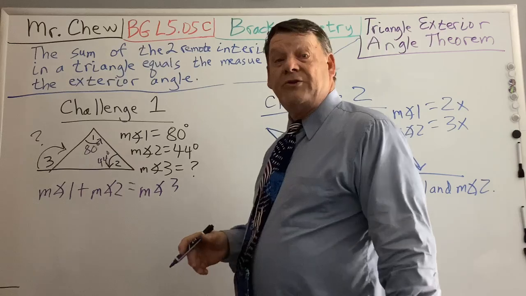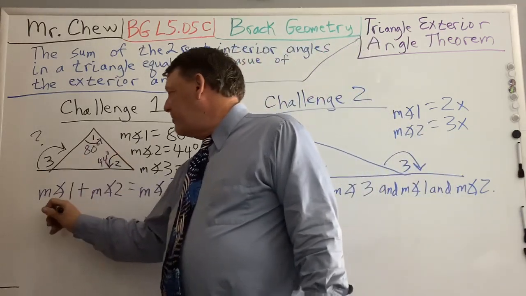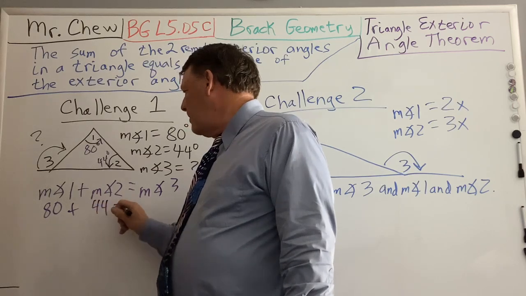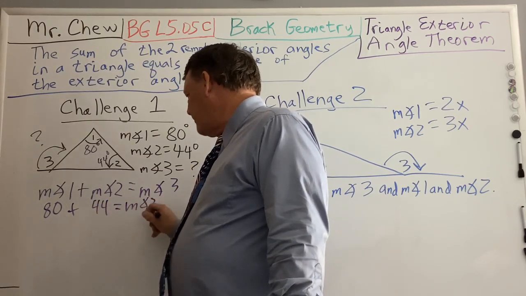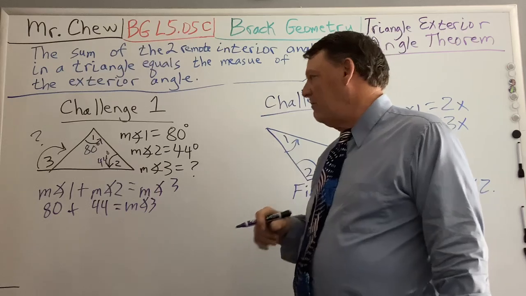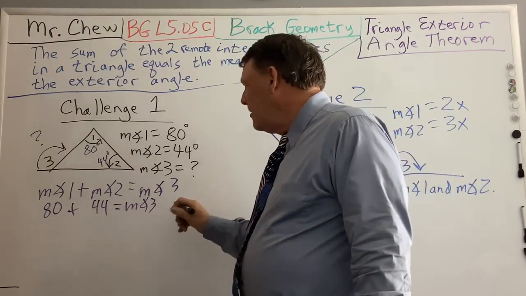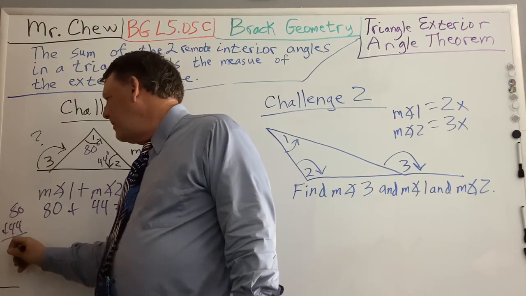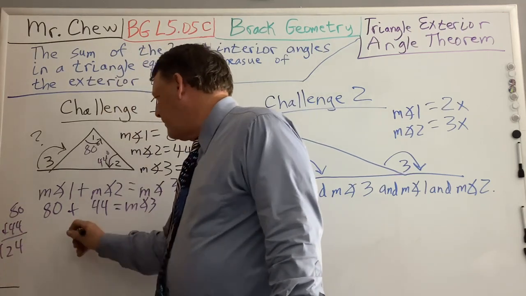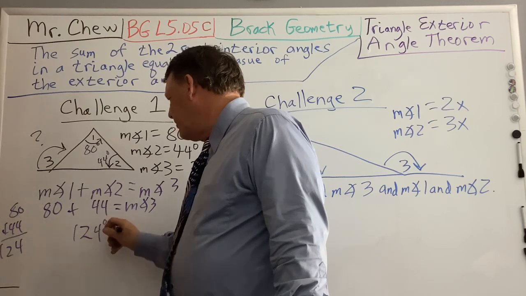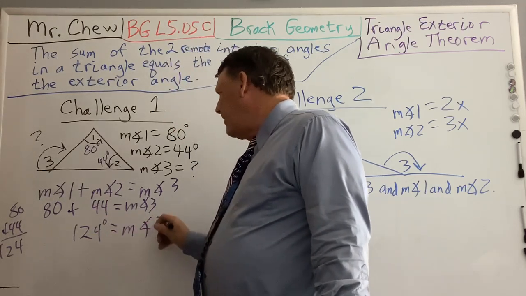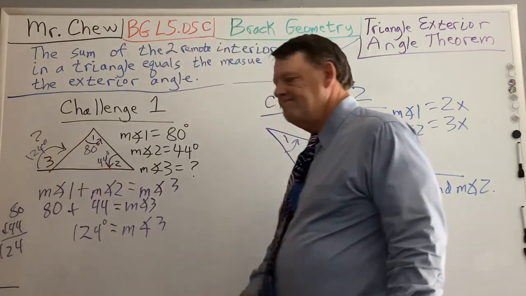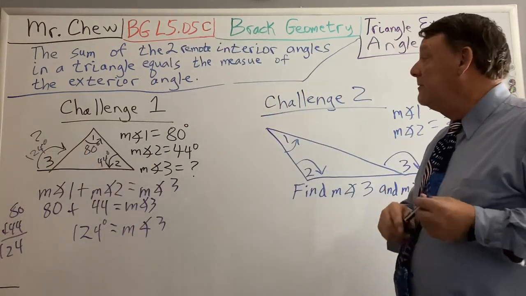So now I use the substitution property of equality. I know that the measure of angle 1 is 80. I know the measure of angle 2 is 44. And I know that that equals the measure of angle 3. This is basic algebra now. So I take my 80 plus my 44 and add down, and I get 124. So 124 degrees is going to be the measure of angle 3. So I can say this one is 124 degrees. Hopefully you're able to get that one right.